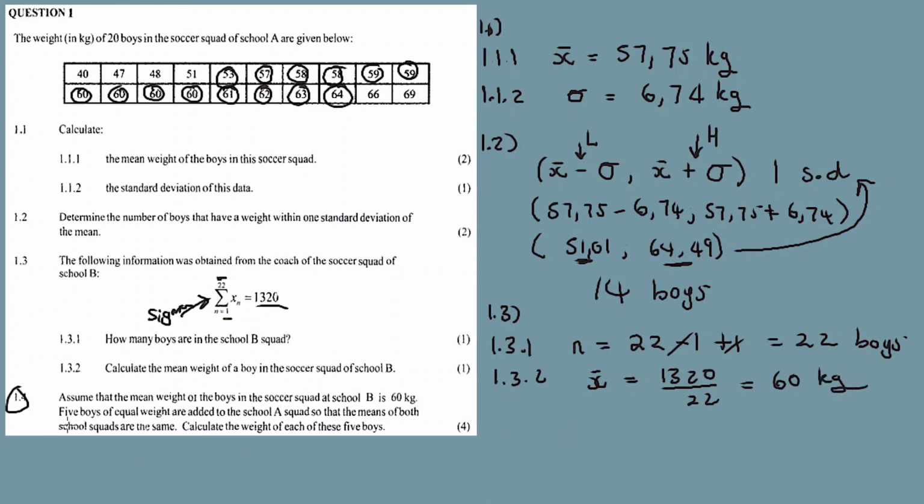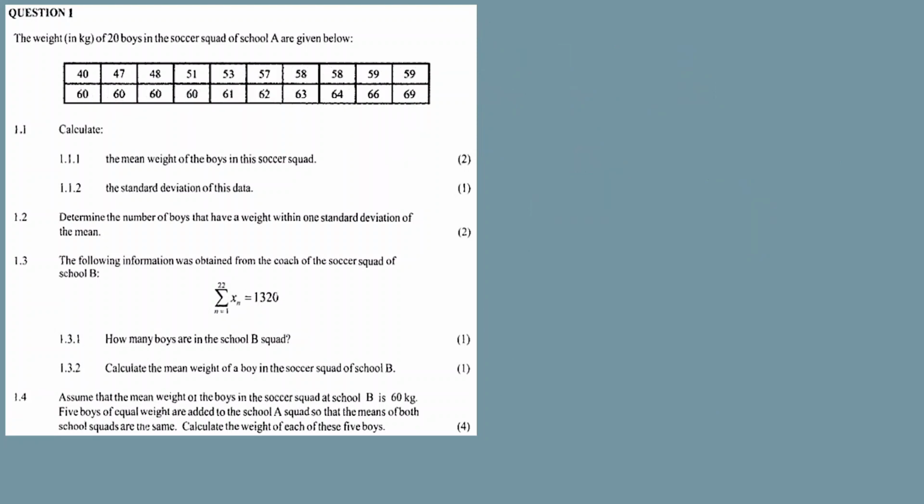Now the last question, 1.4. Here we assume that the mean weight of the boys in the soccer squad at school B is 60 kilograms. So the mean weight is 60 kilograms, by the way the same value as calculated in 1.3.2.